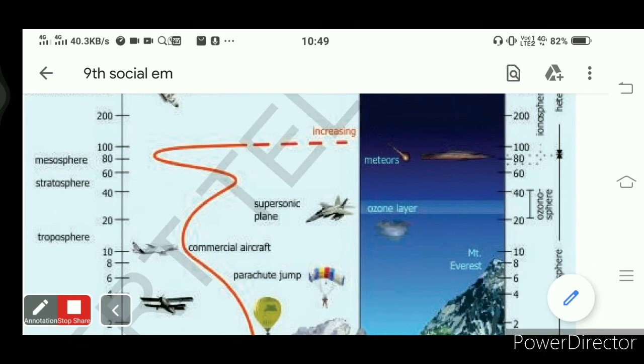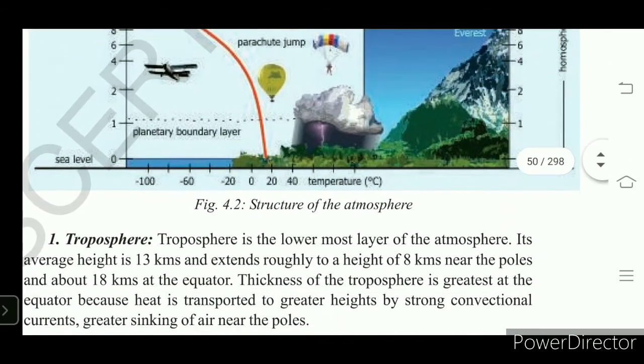In the mesosphere, we find meteoroids, and those will burn. They will not be allowed onto the Earth's surface. As they enter the mesosphere, they will burn. Understand? That is important. Here we see that the temperature decreases with increasing height.